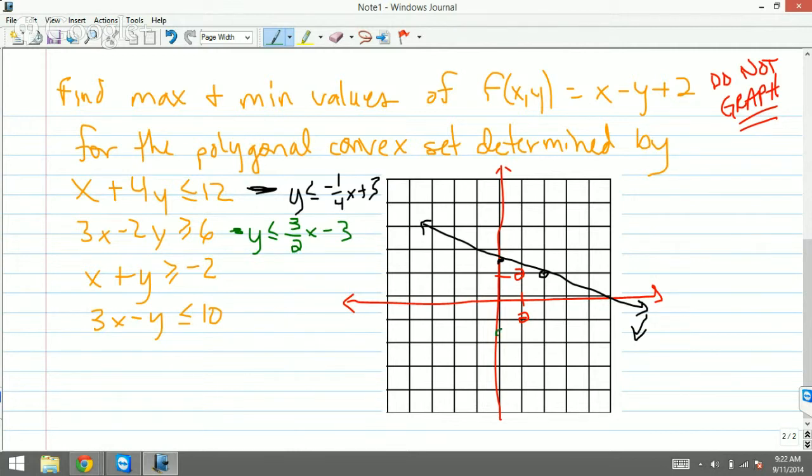So negative 3 up 3 over 2, and we're shading that direction. Is that right? Oops. Oh well. The next one.